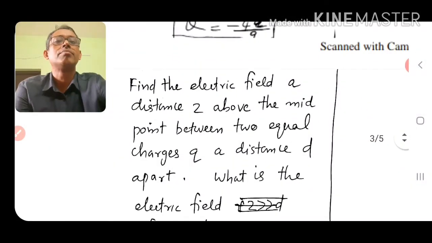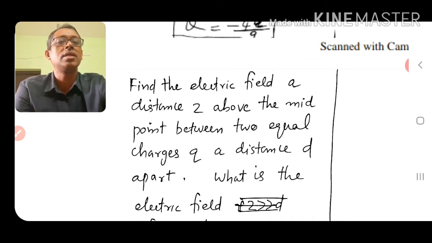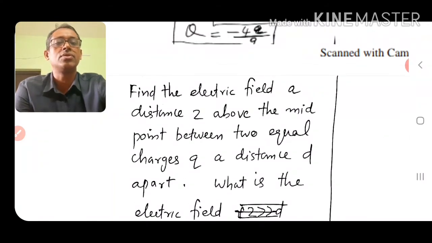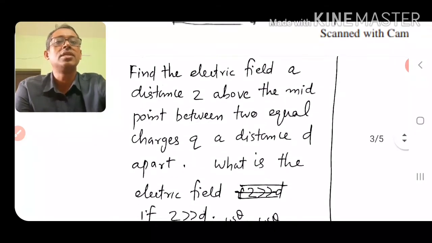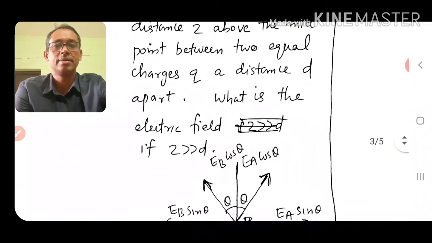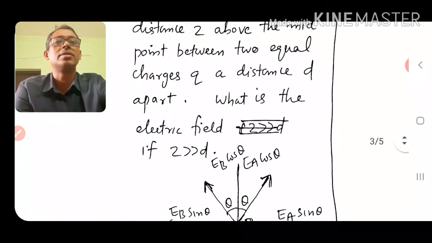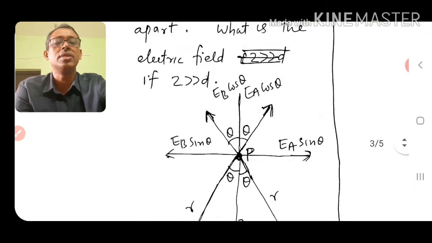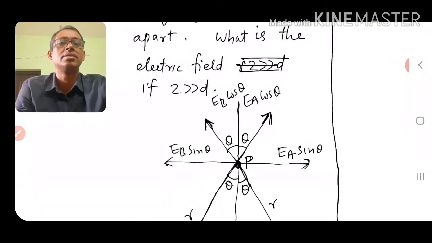Then we have the second question. Find the electric field at distance z. We are finding the electric field, not the force. Electric field at distance z above the midpoint between two equal charges q, a distance d apart. The second part is: what is the electric field if z is much greater than d? Here d is the distance between the two charges.